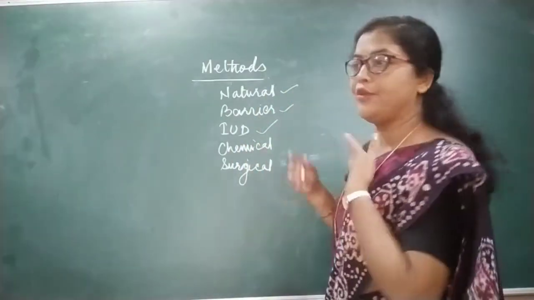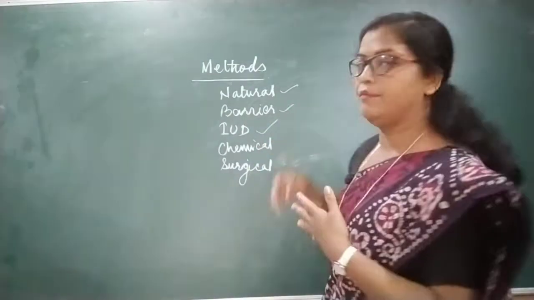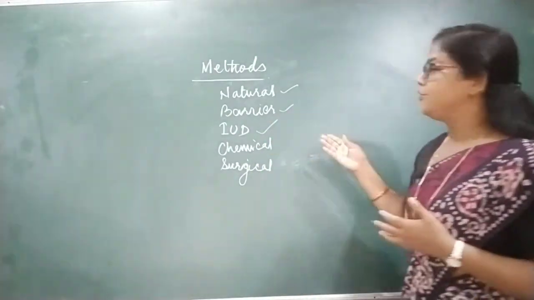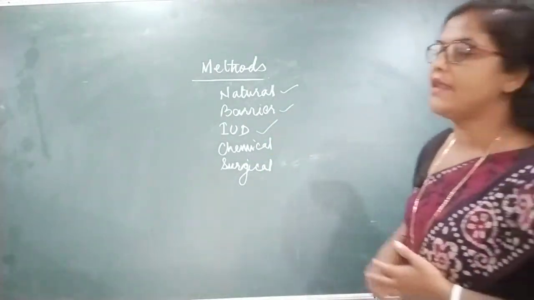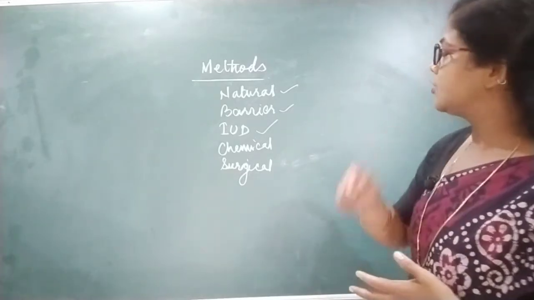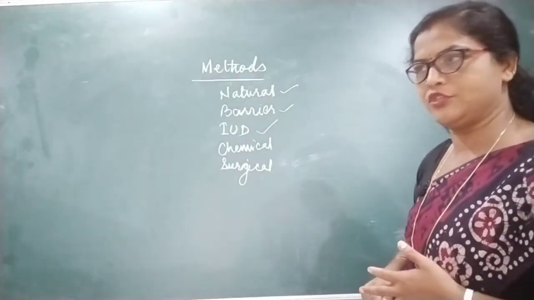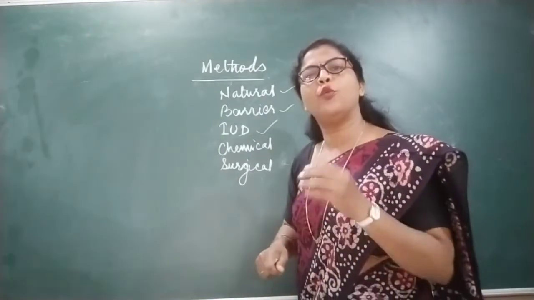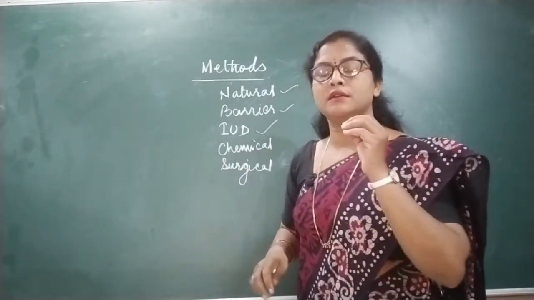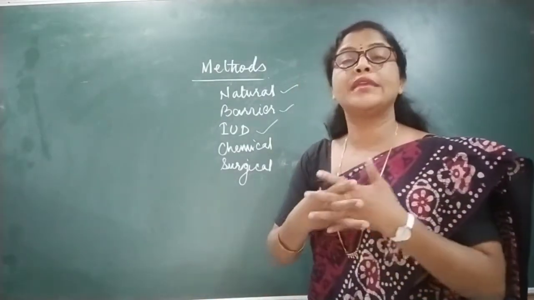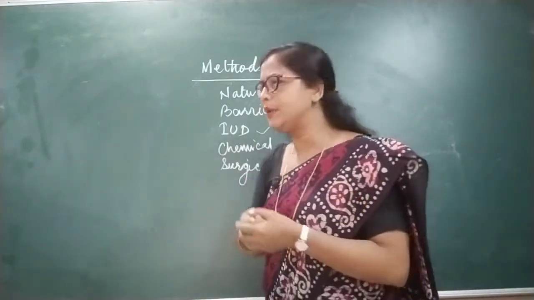So what are the natural methods? What are the barrier methods? What are IUD methods, chemical methods and surgical methods? Let us go for the natural methods first of all. In natural method, क्या देखना है इनमें?